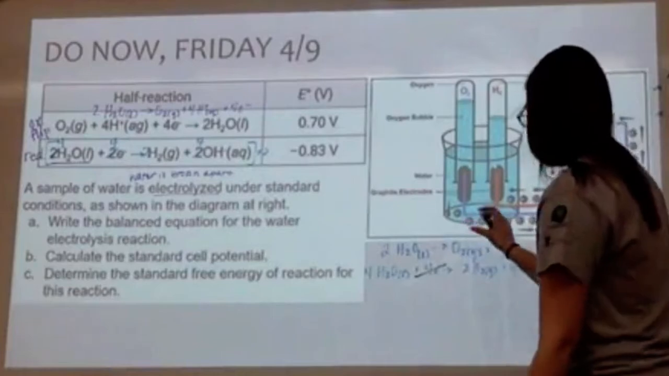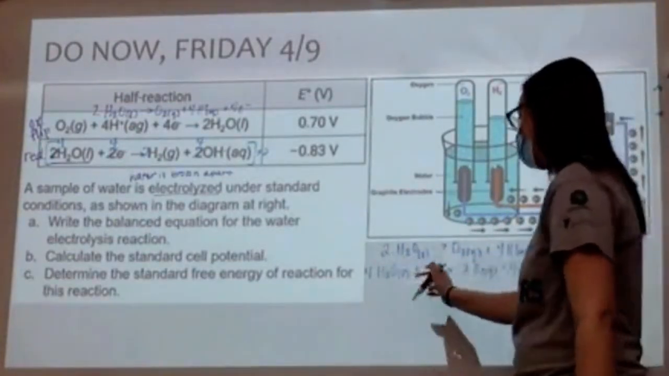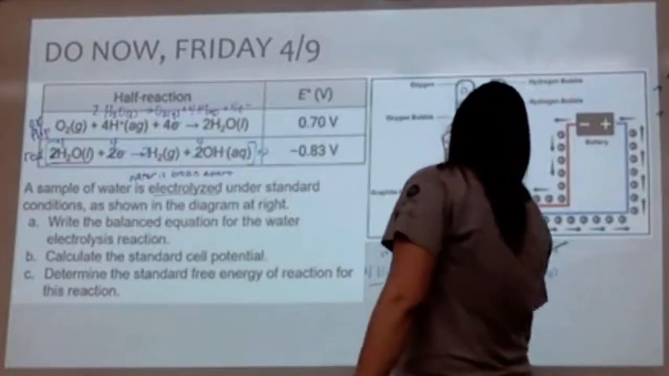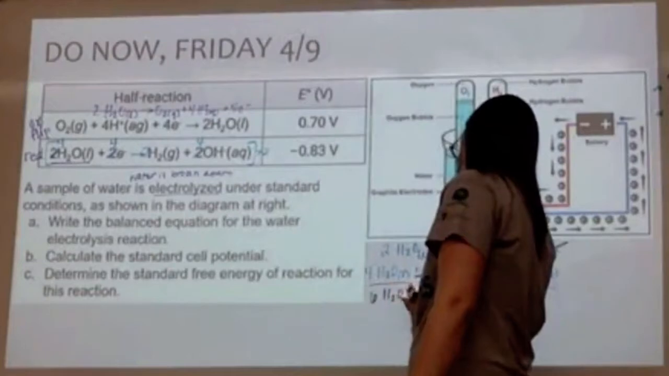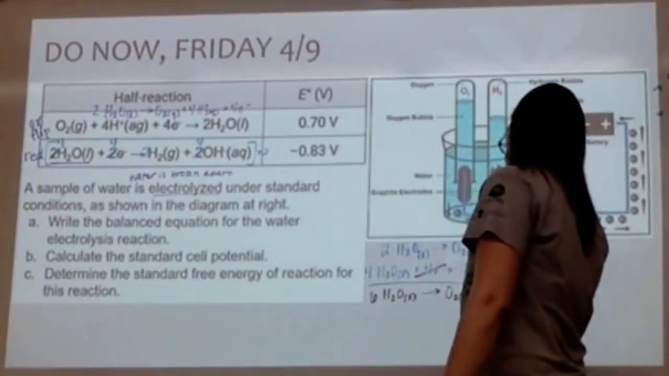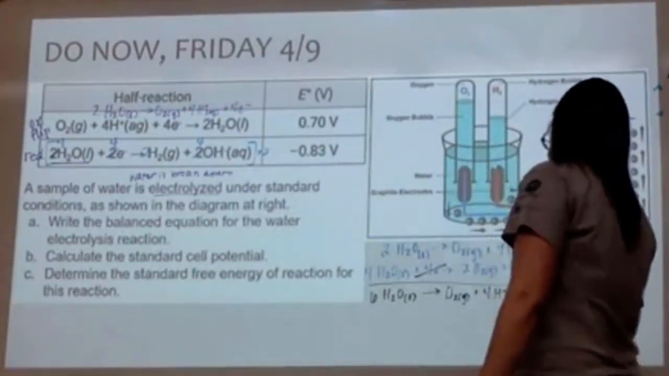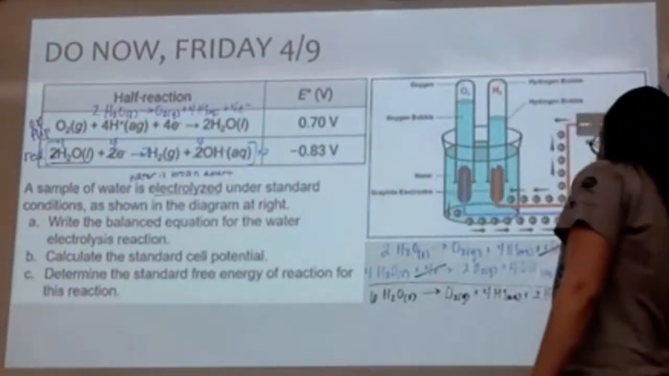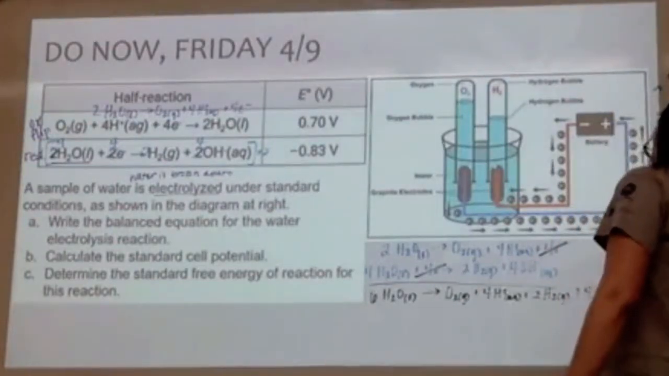And then remember, you can combine. So here we have 2H2O and 4H2O. If I add these together, I'm going to have 6H2O yields O2 gas plus 4H+ aqueous, plus 2H2 gas plus 4OH- aqueous.